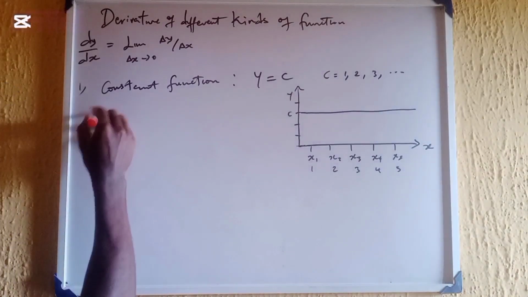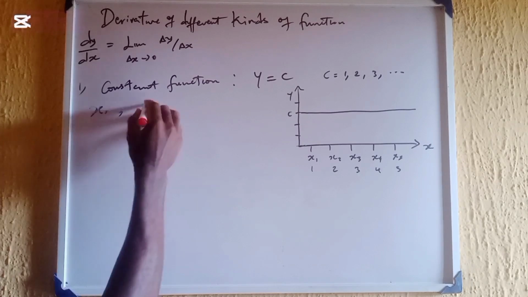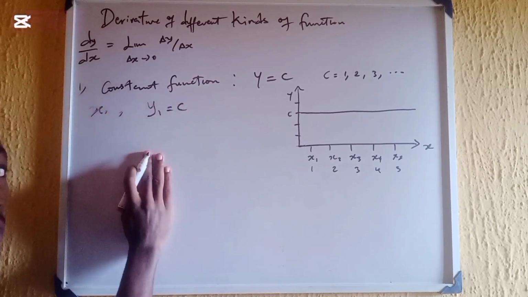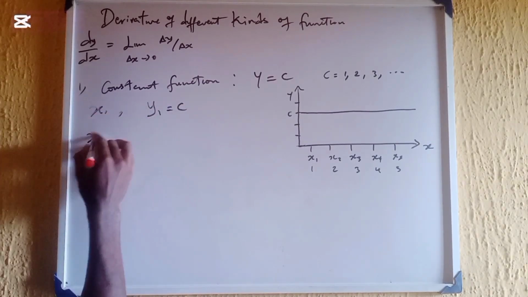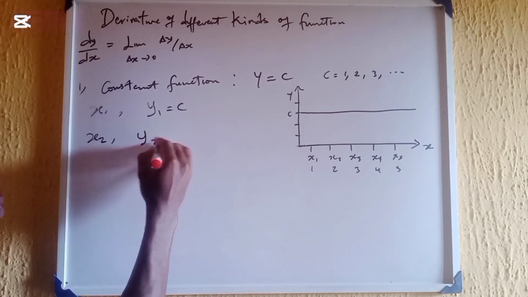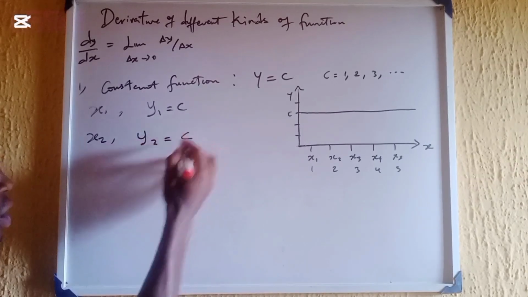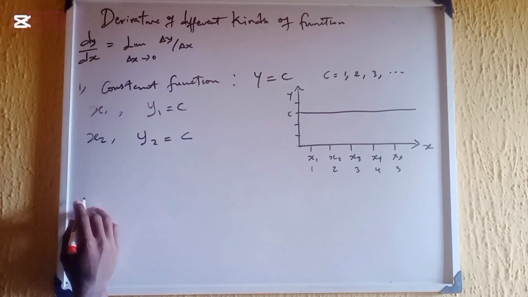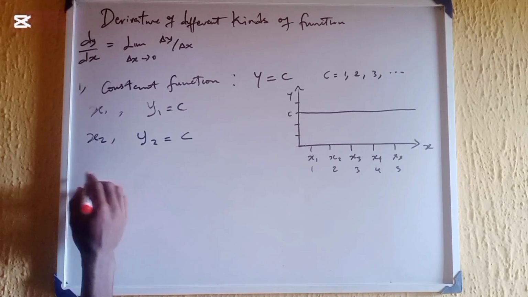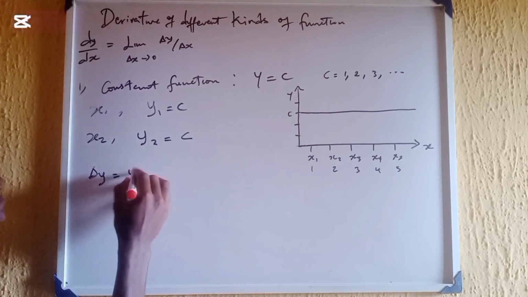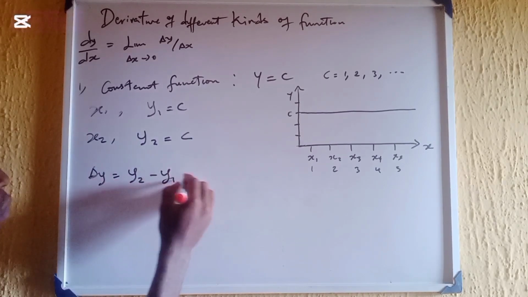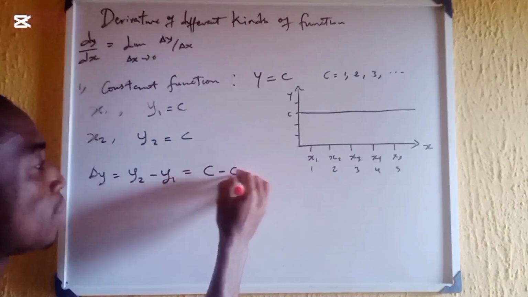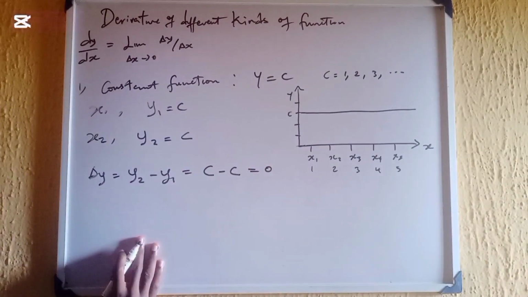We say that at (x1, y1) y is equal to c. Then at (x2, y2), y is also equal to what? c. It does not change. Now let's take the difference of the two functions. That's change in y is equal to y2 minus y1, which is the same thing as c minus c, and that gives us what? 0.